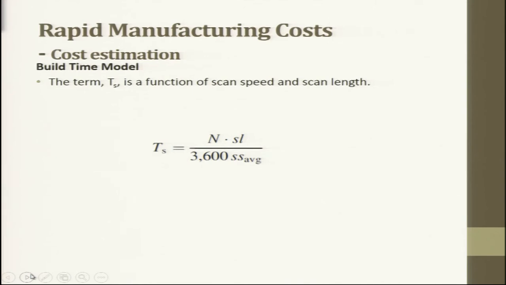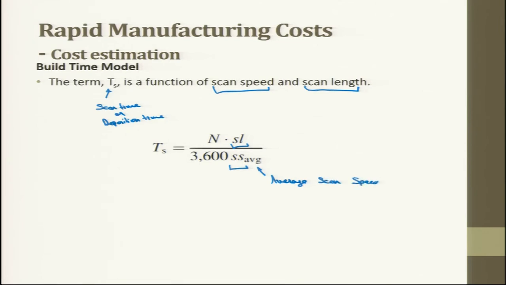TS is the scan time or deposition time. This is a function of scan speed and scan length. SL is the scan length, and SS average is the average scan speed, which is a function of the scan speed in the x direction and the scan speed in the y direction.